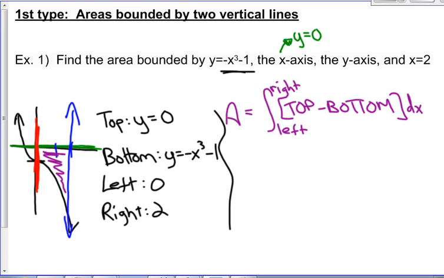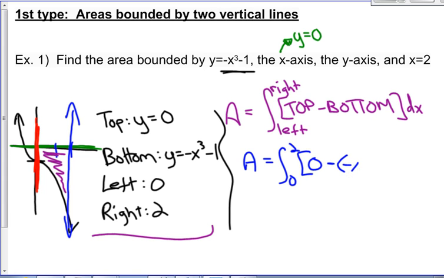Now that we've cataloged all this stuff, we can just plug it in. Let's see what that gives us. Area is going to be the integral from 0 to 2 of the top, which was 0, minus the bottom, which is negative x cubed minus 1, dx.